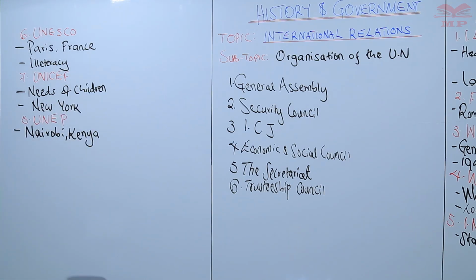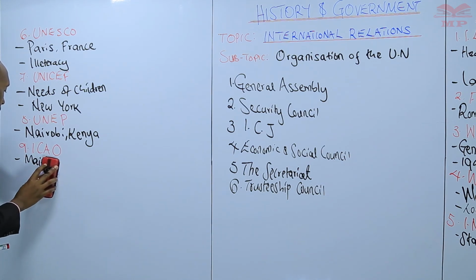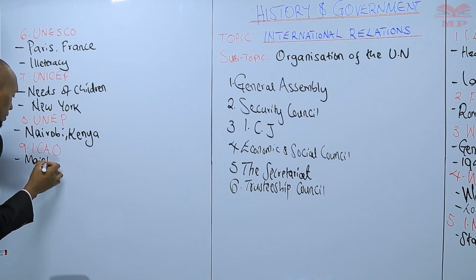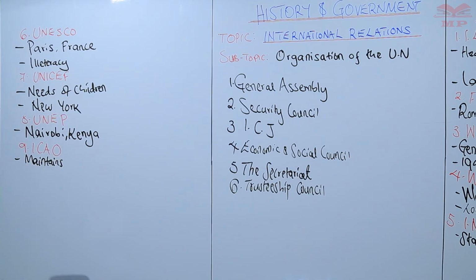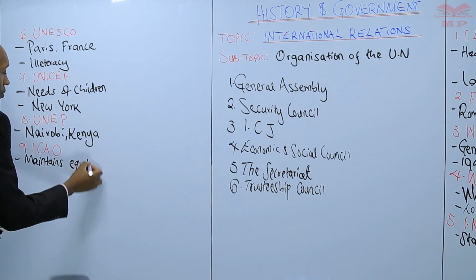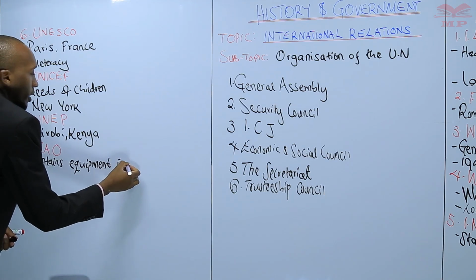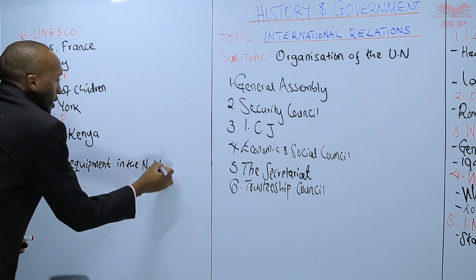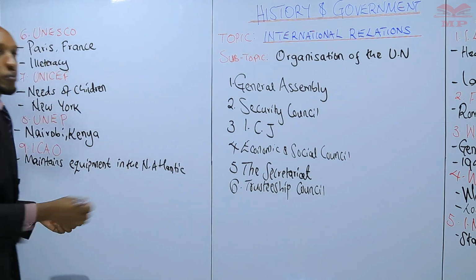Then the second last, number 9, we have another organization known as the ICAO, which is the International Civil Aviation Organization. So this one maintains equipment in the North Atlantic. So this equipment is essential in helping.